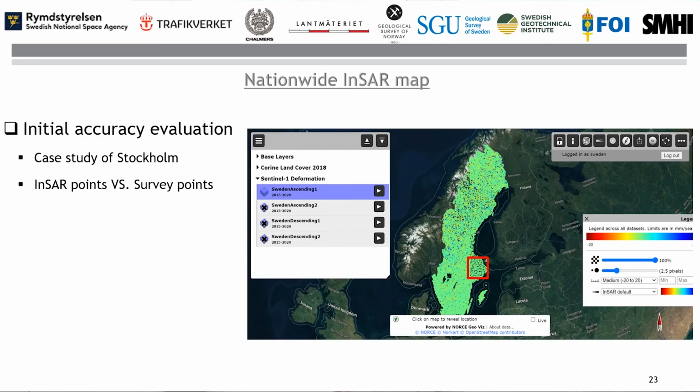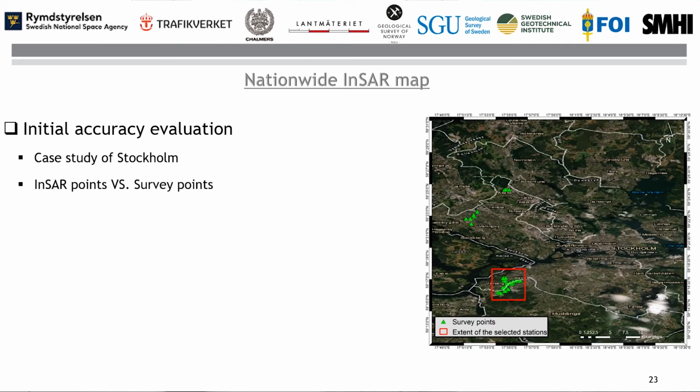After having the initial result of the InSAR system, we decided to evaluate the accuracy of the InSAR. We decided to compare the InSAR points with some independent measurements as a reference, and fortunately Trafikverket gave me several measurement points for the buildings within Stockholm city. If we zoom in on this area, we can see some green triangles. I focus on, let's say, the red square, and pick some survey measurements in order to compare the time series of these reference points with the InSAR.